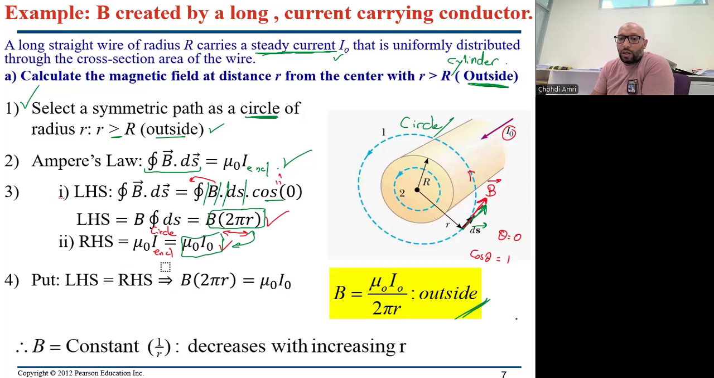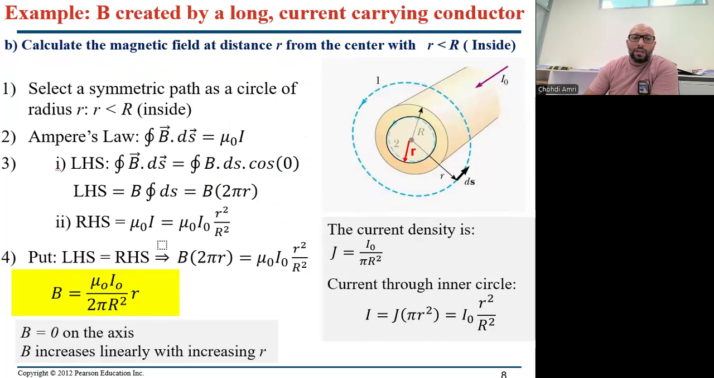And this is if we are outside the conductor, that means the radius of the path is greater than the radius of the conductor. So we see that the magnetic field is decreasing with the increase of the distance r out of the conductor. Okay, this is if we are talking about a magnetic field outside the conductor. However, we have another case. If we are inside the conductor, what will be the magnetic field?